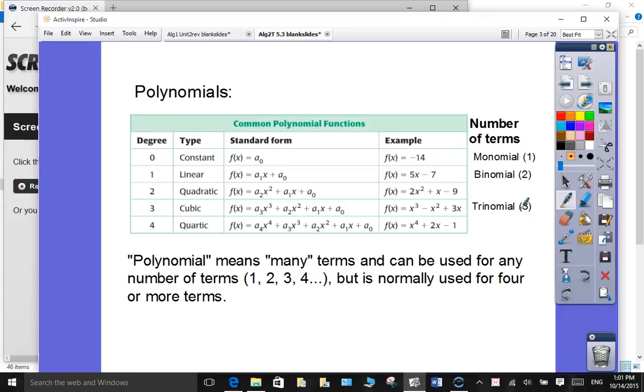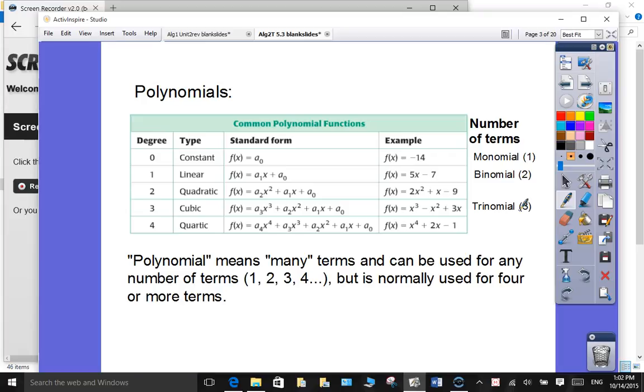Poly means many. And it's actually a more general term, because anything can be a polynomial, whether binomial or trinomial. It's the most general term to use. But most of the time, we do say binomial, and we do say trinomial, and things like that.